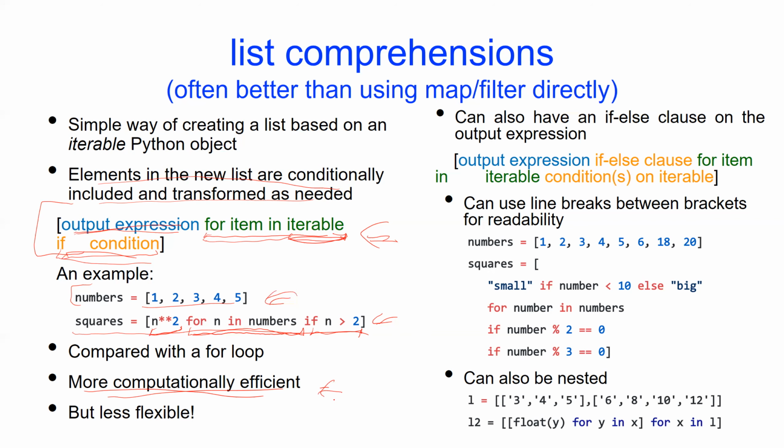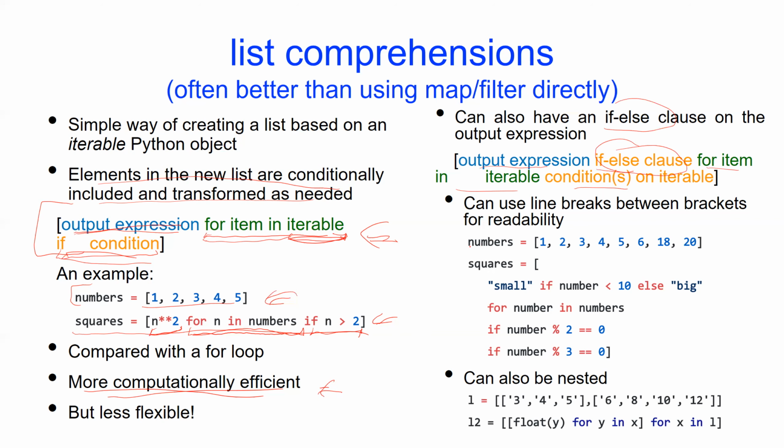So there's another form of list comprehension, where we can add in an if-else condition. Basically the format will be the output expression and the if-else clause. Then you have, again, the for loop as before. Then you have the if condition as before. So the only additional thing is the if-else here. So let's see, what does that mean?